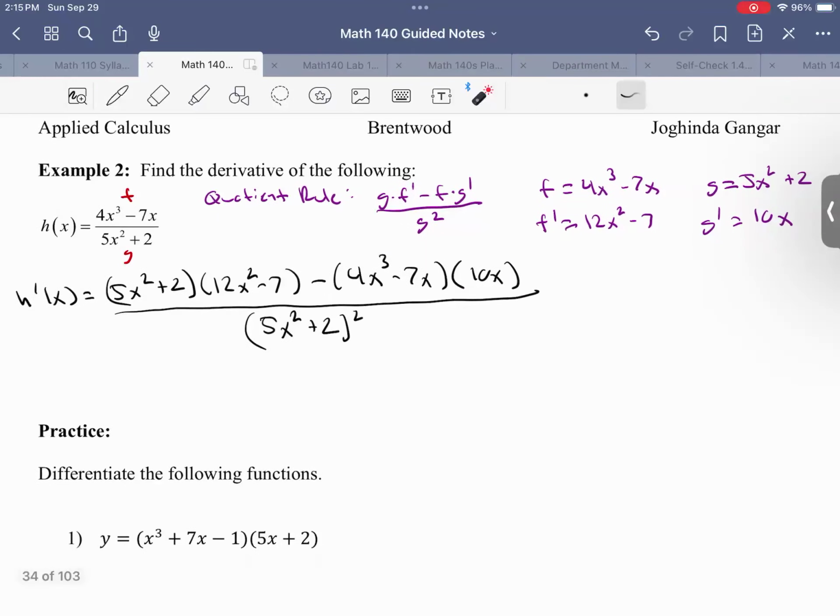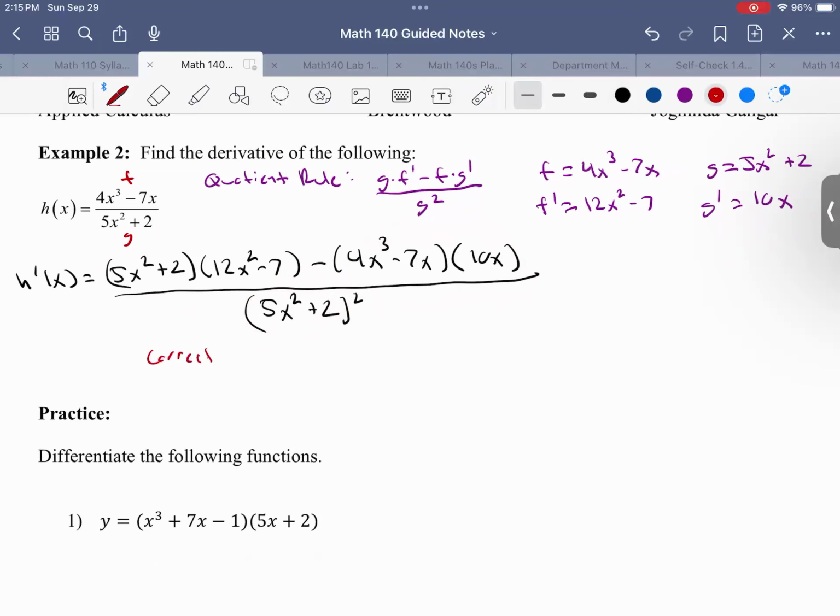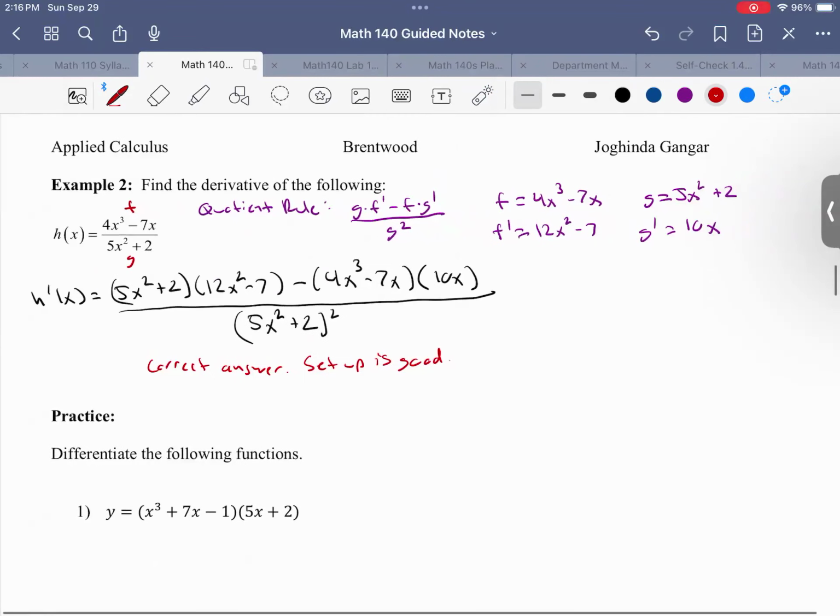So if you notice, we can't simplify a lot more. We can expand this out, and this out, and this out. But for the sake of this class, we will just leave it like that. And that's a correct answer. Setup is good. And that's all you got to do for this one. You can leave it like that.